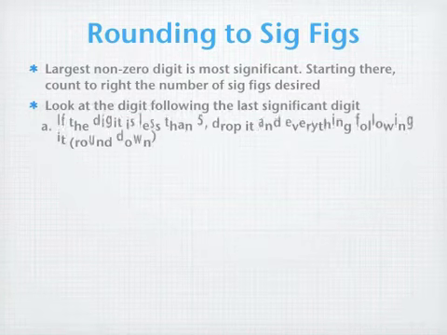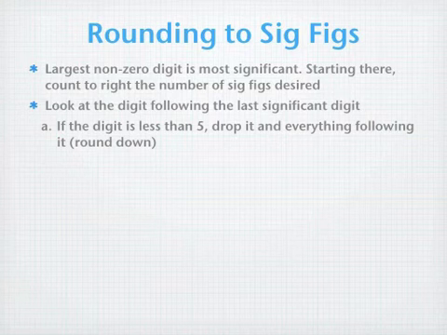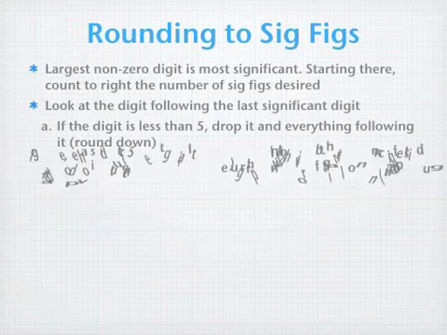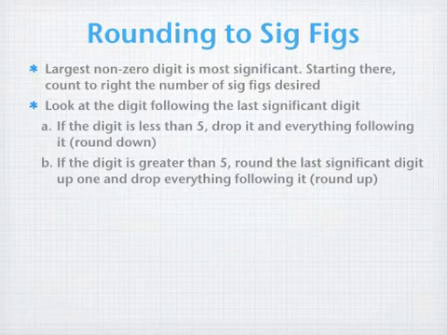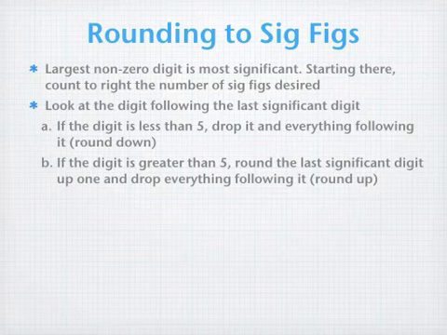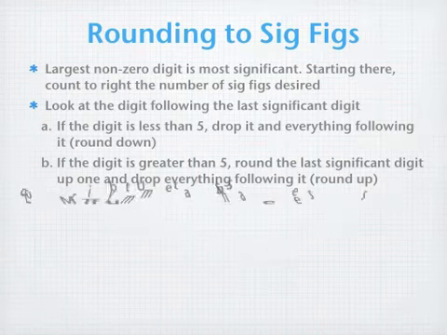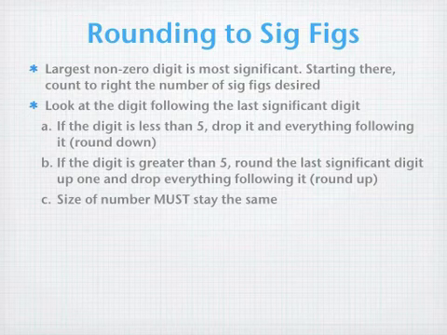If it is less than 5, then we're going to drop that digit and everything following it. Call that rounding down. If the next digit is greater than 5, round the last significant digit up 1 and drop everything following it. We're going to call that rounding up. Also, the size of the number must stay the same.